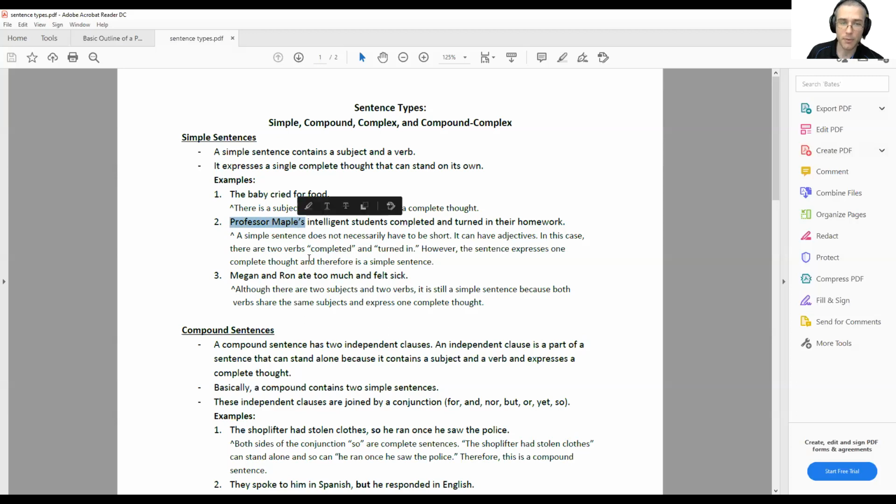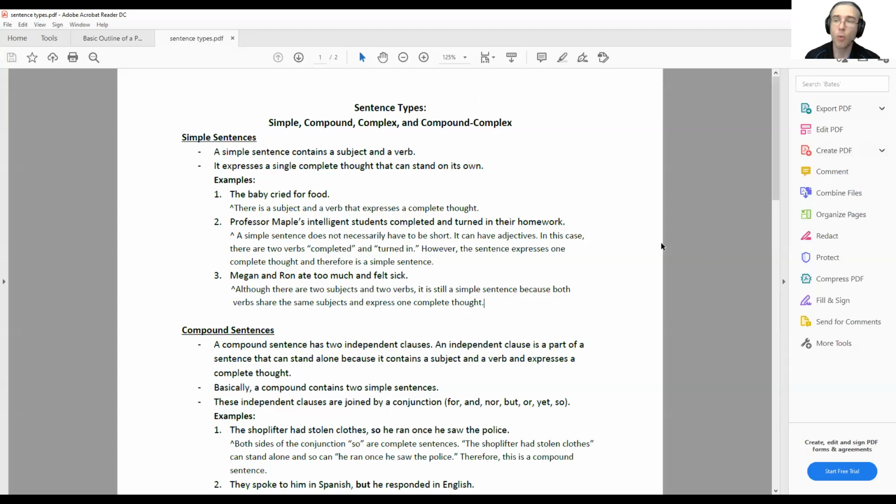You have the subject, Professor Maple, and you have the properly conjugated verb. The subject would be Professor Maple's intelligent students, right? And then you have two verbs, completed and turned in, their homework. The object, that is what the verb is done to, or the object of the verb.